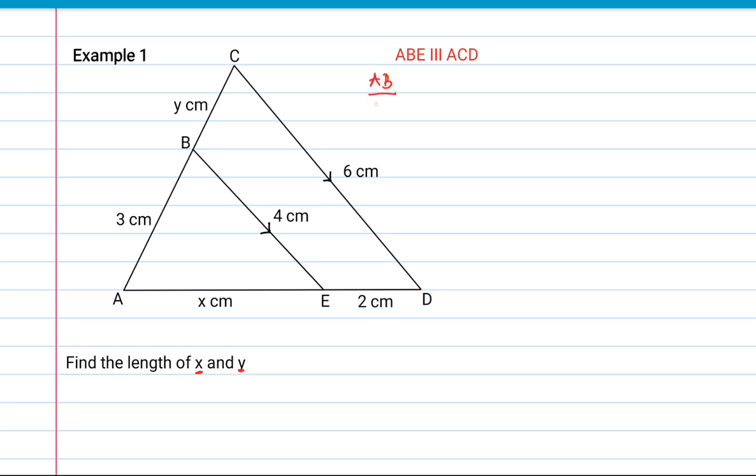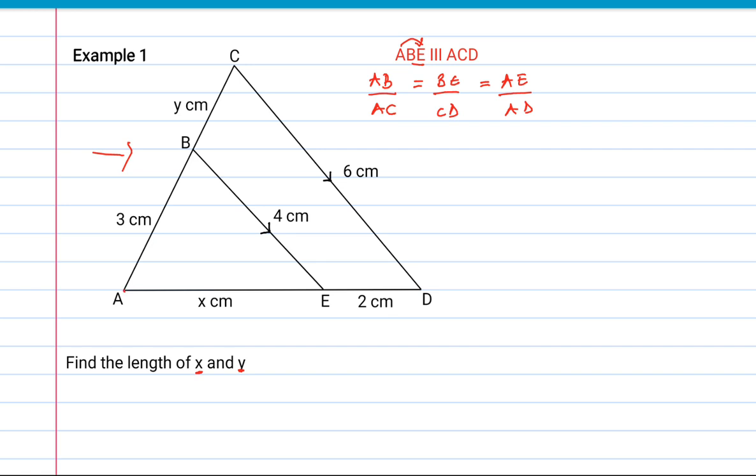So here we get AB all over AC will be equal to the second 2, that's BE all over CD, which will be equal to the first and the last here, that's AE all over AD. After having done this, the next thing we have to do is find the scale factor. So now I'm going to be substituting my values from this diagram with the things that I found here.